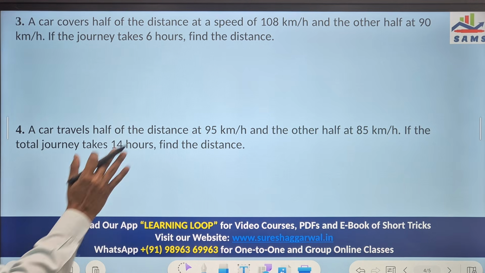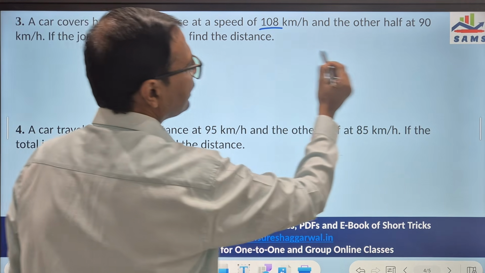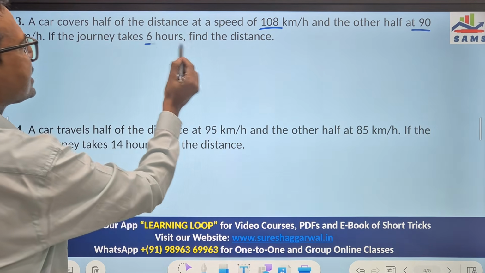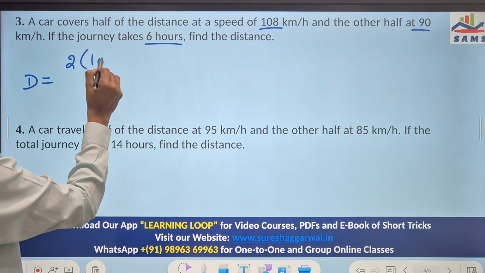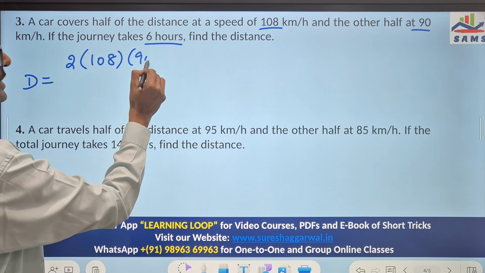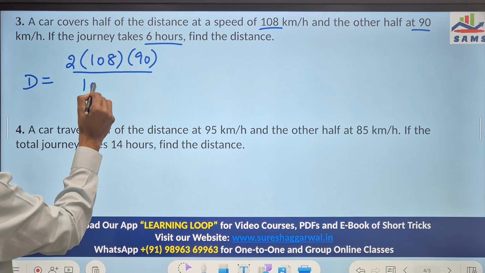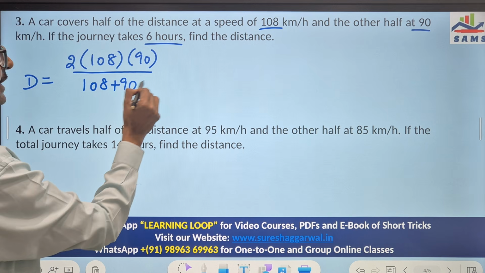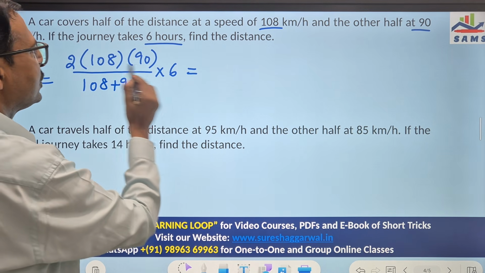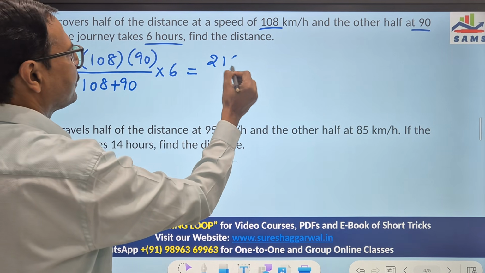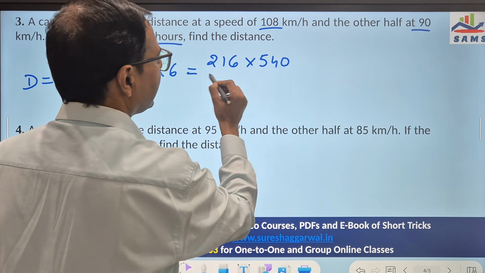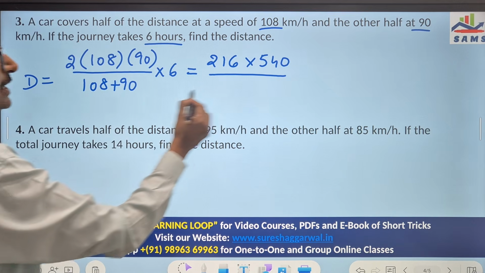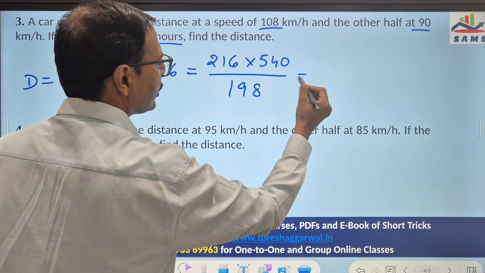Very close to the previous one. 108, 90 and 6 hours. So the distance is 2 times 108, 90 and 108 plus 90 and multiply that by 6 hours. So this is 216 and times 9 6 are 54, so 540, and in the denominator it is 198. So this will give you your answer.